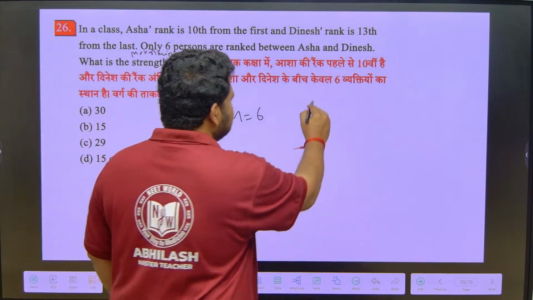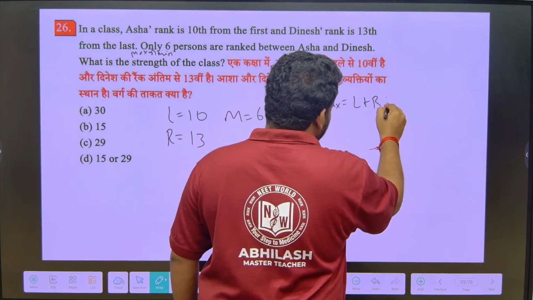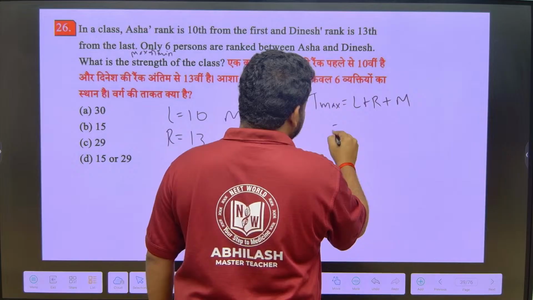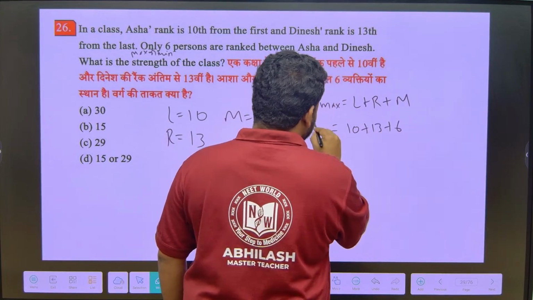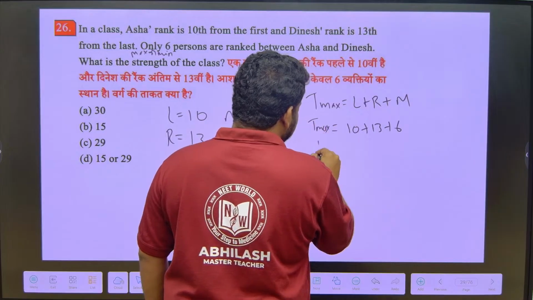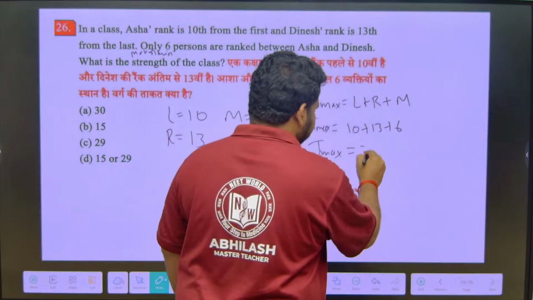So this will become: total maximum is equal to L plus R plus M. So that is equal to L plus R, 10 plus 13, plus 6. So total maximum, what will we get? 10 plus 13 is 23, 23 plus 6 is 29.